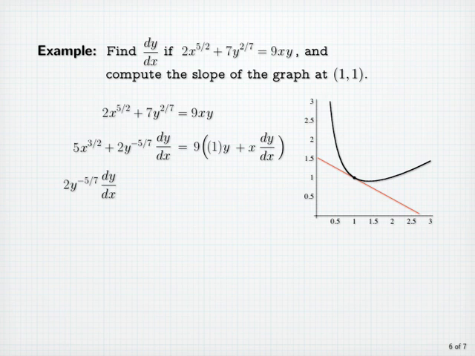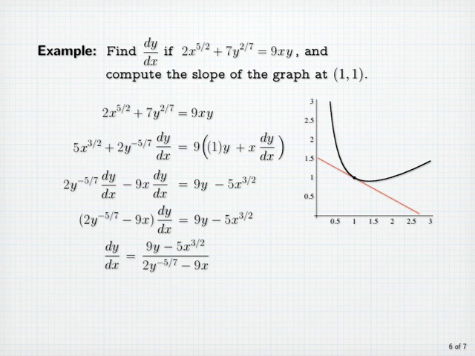Now we want to gather all the dy/dx terms together on the left side of the equation. We already have 2y to the minus 5/7 times dy/dx, and now we subtract 9x times dy/dx from both sides of the equation. On the right-hand side, we have 9y, and we subtract 5x to the 3/2 from both sides. Now we factor the left-hand side, and then divide by the factor that multiplies dy/dx to obtain the expression you see here. Now we simplify the expression by multiplying top and bottom by y to the 5/7 in order to get rid of negative exponents, and this is the result.